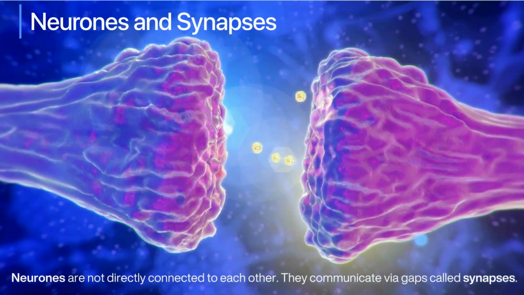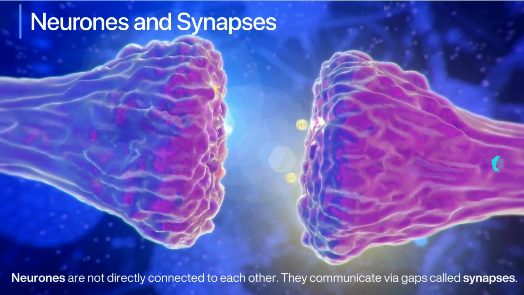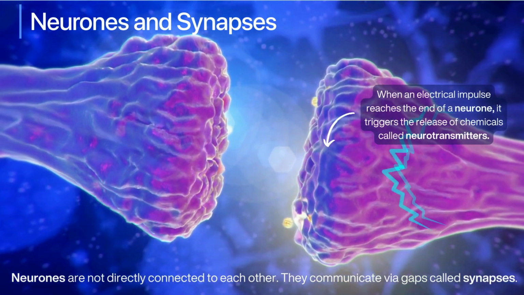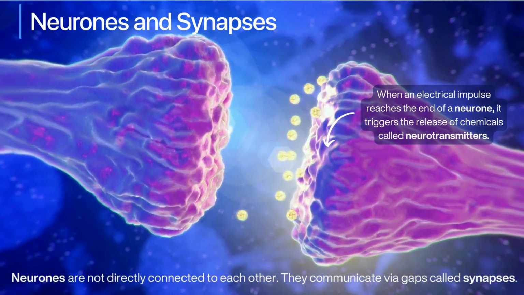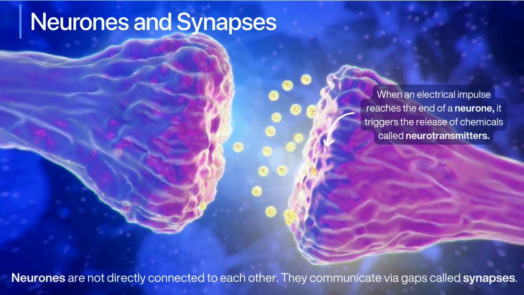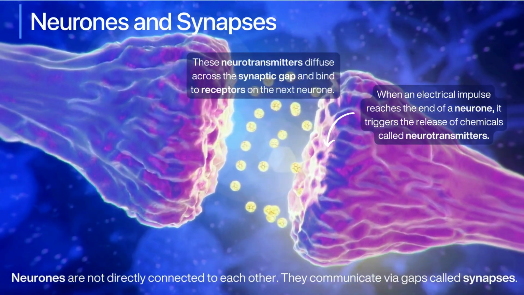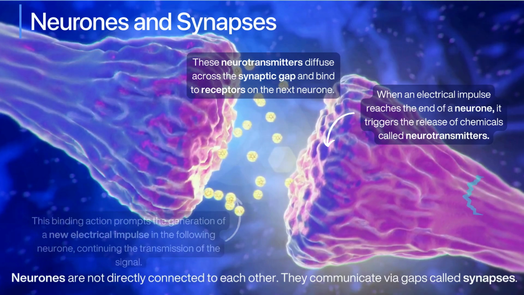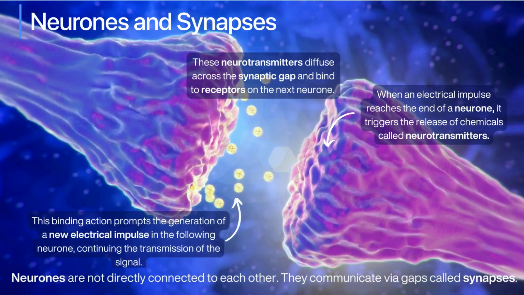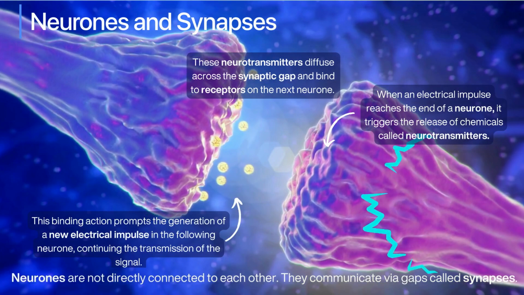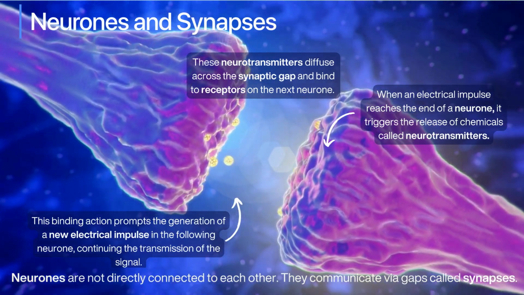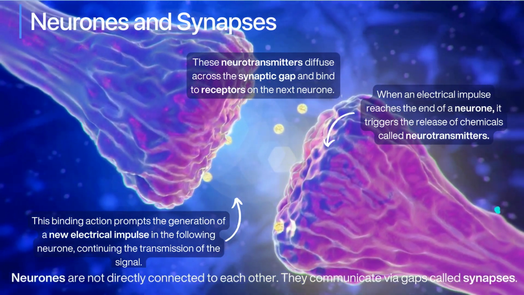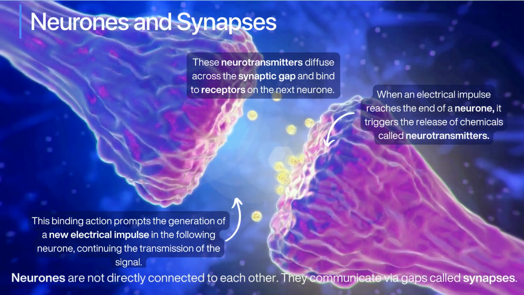So, how does the impulse travel between neurons if they are not directly connected? This is where synapses come in. When an electrical impulse reaches the end of a neuron, it triggers the release of chemicals known as neurotransmitters. These neurotransmitters diffuse across the synaptic gap and bind to receptors on the next neuron. This binding action prompts the generation of a new electrical impulse in the following neuron, continuing the transmission of the signal. This chemical bridge ensures that the electrical impulse can travel from one neuron to the next, allowing the reflex arc to function seamlessly.